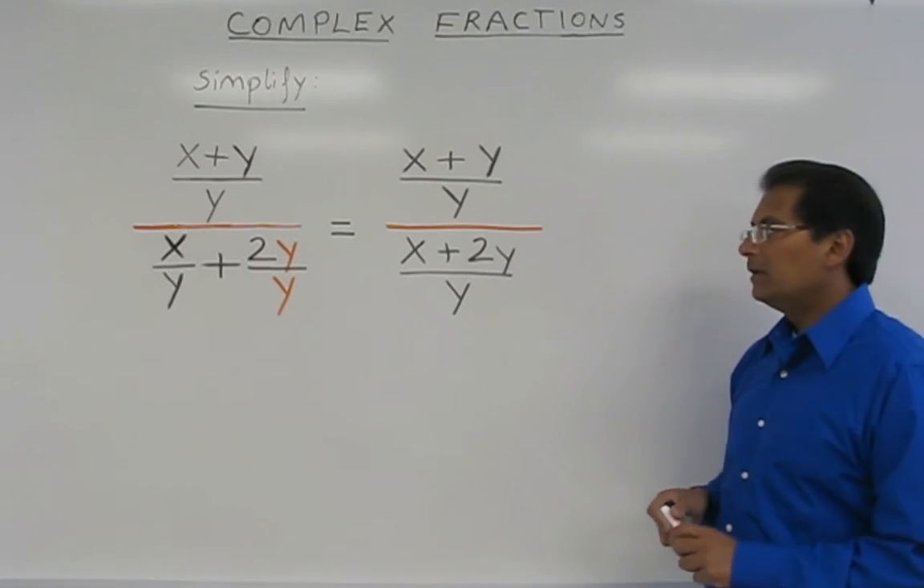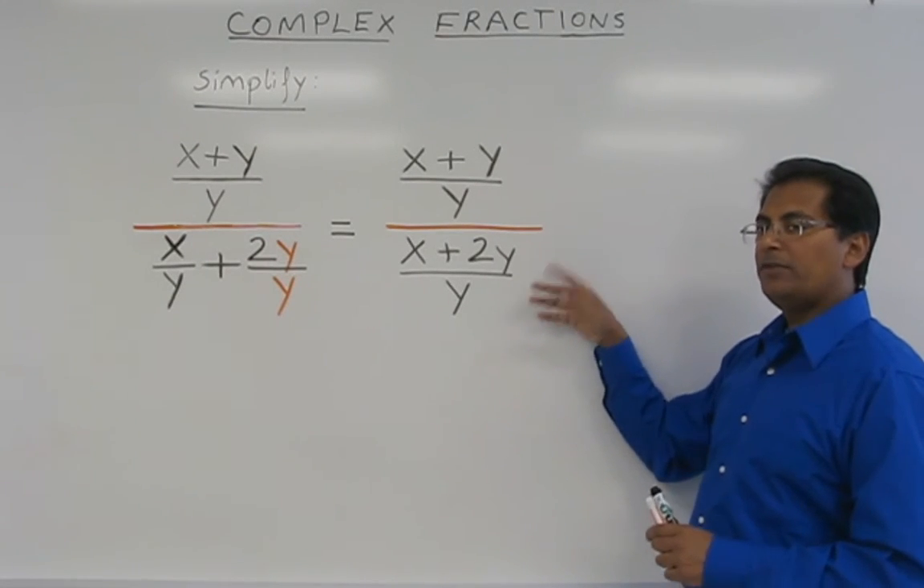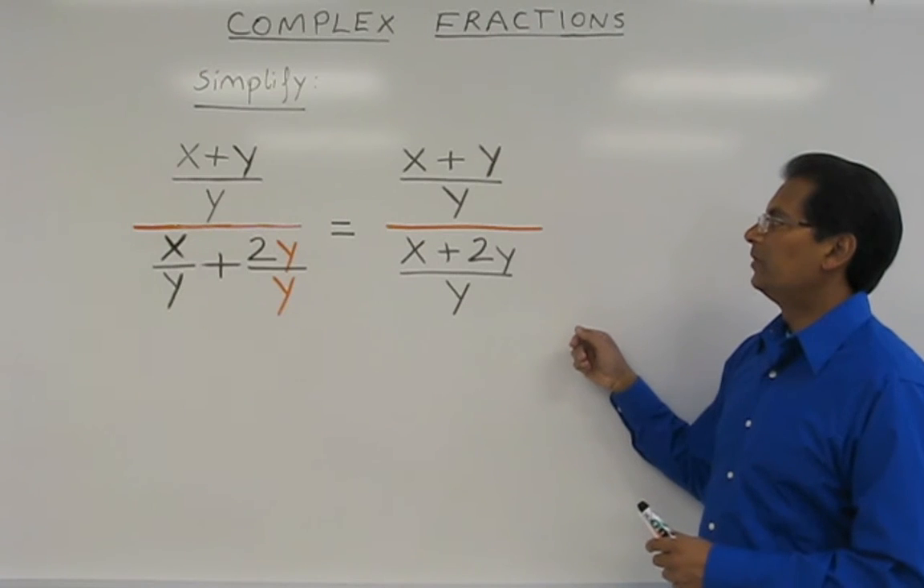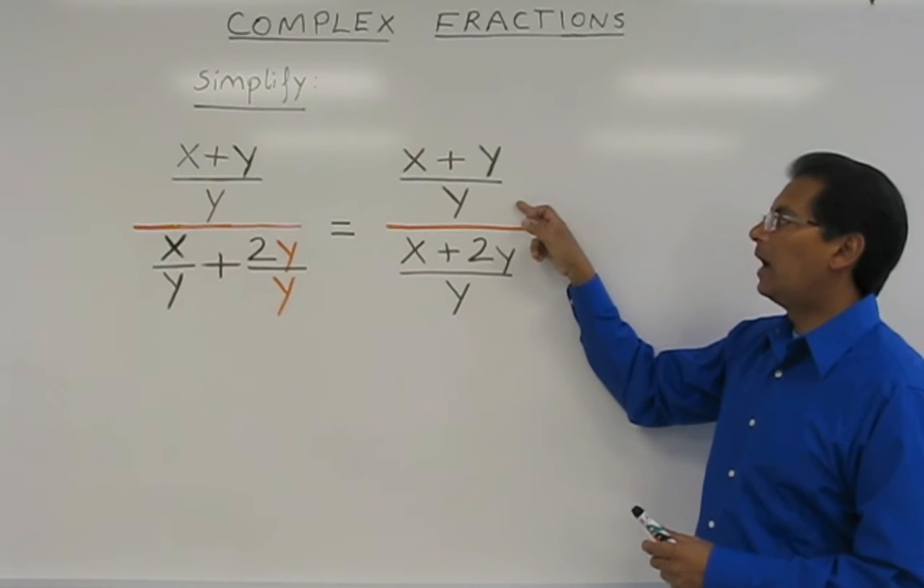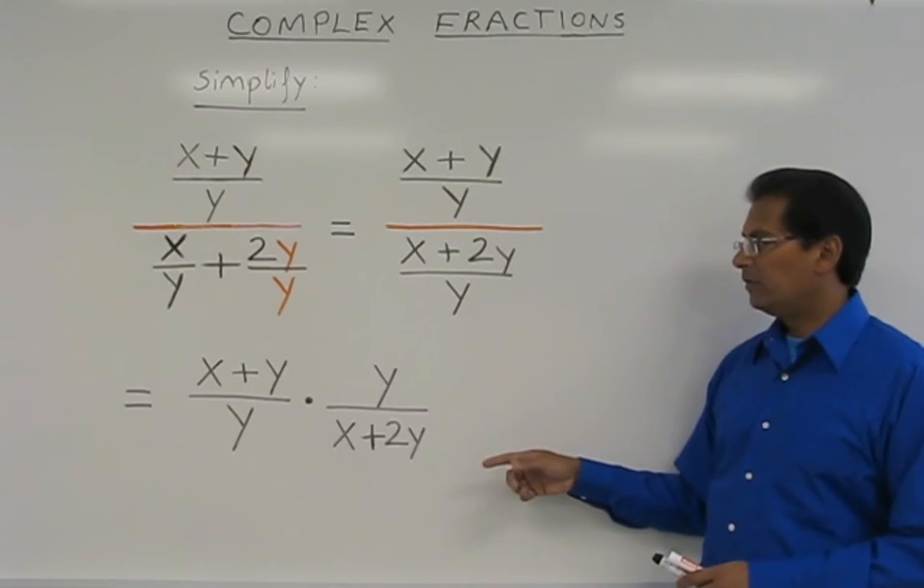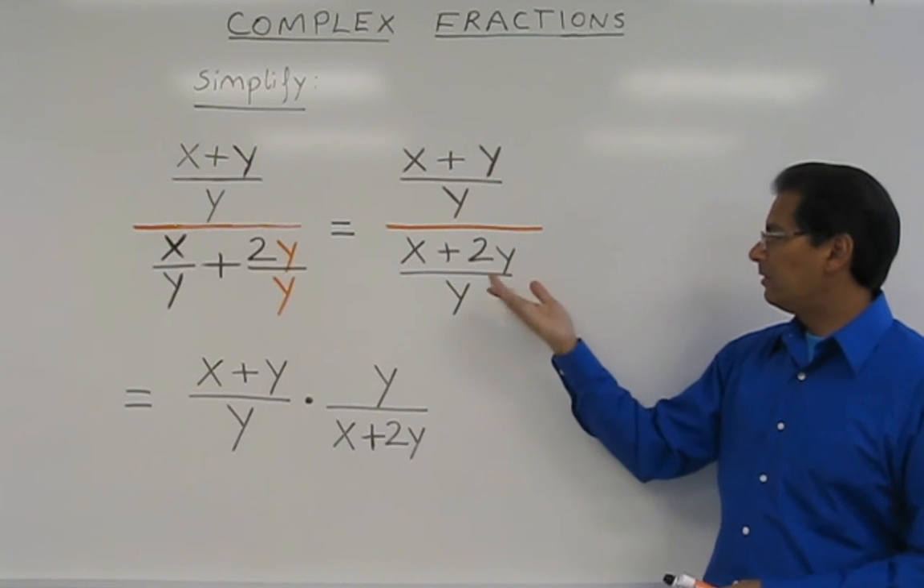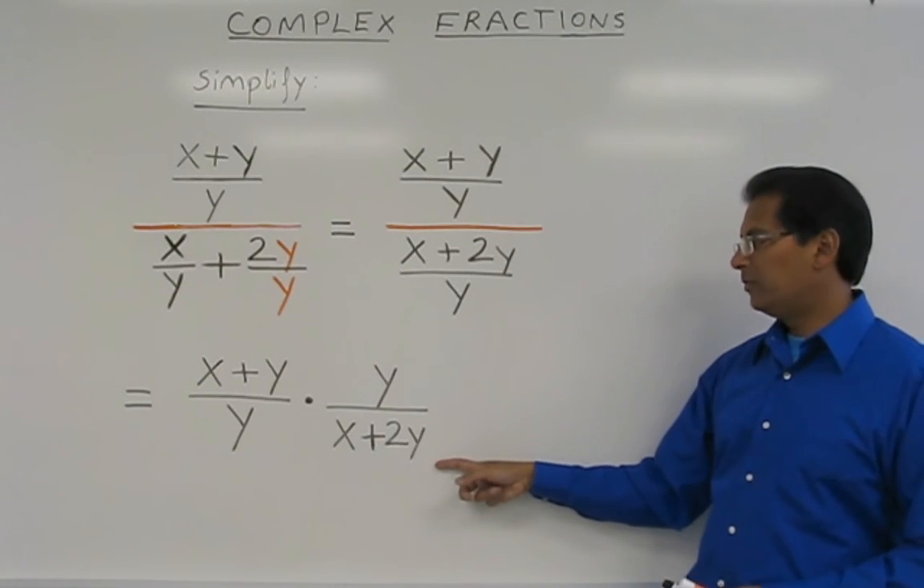And now we're dividing by the denominator, which is a fraction. We multiply by the reciprocal. So we're going to have x plus y over y multiplied by this reciprocal, which is y over x plus 2y.